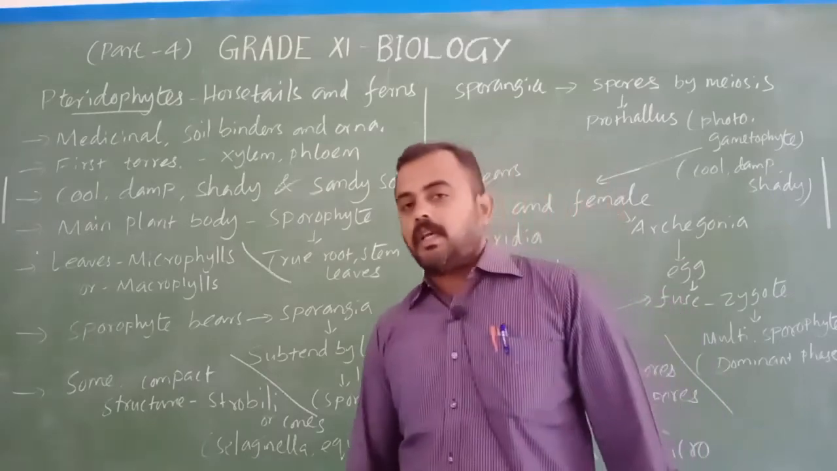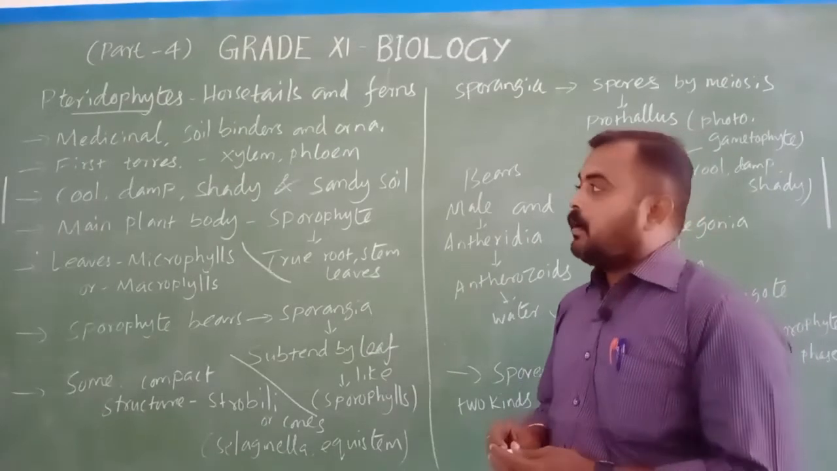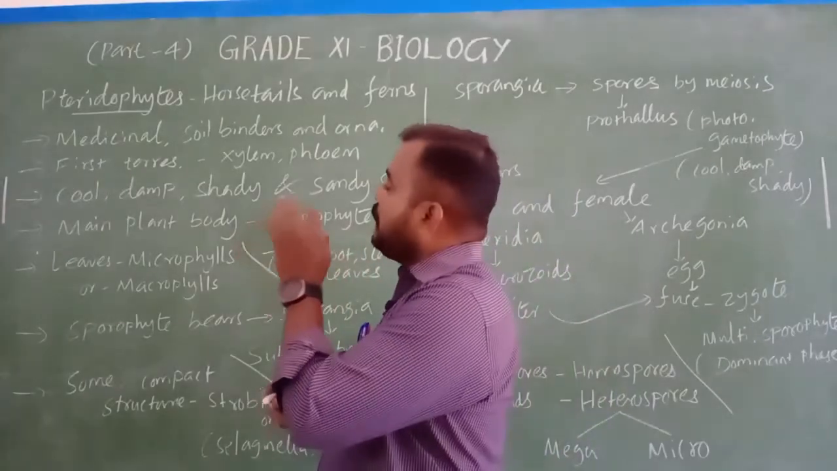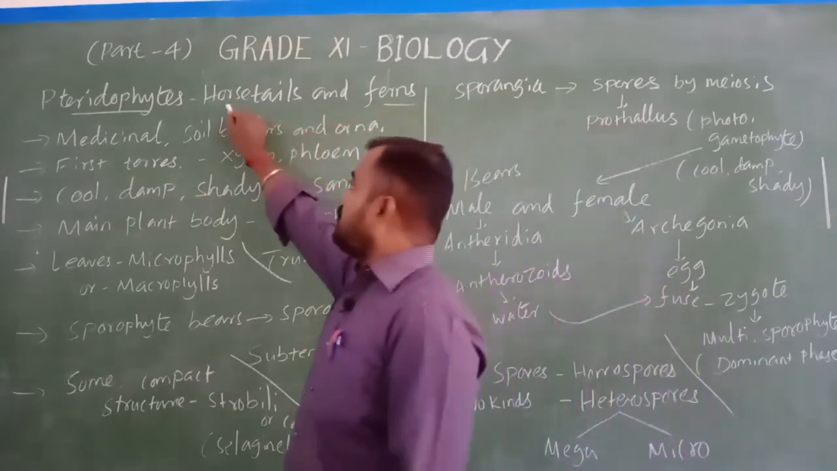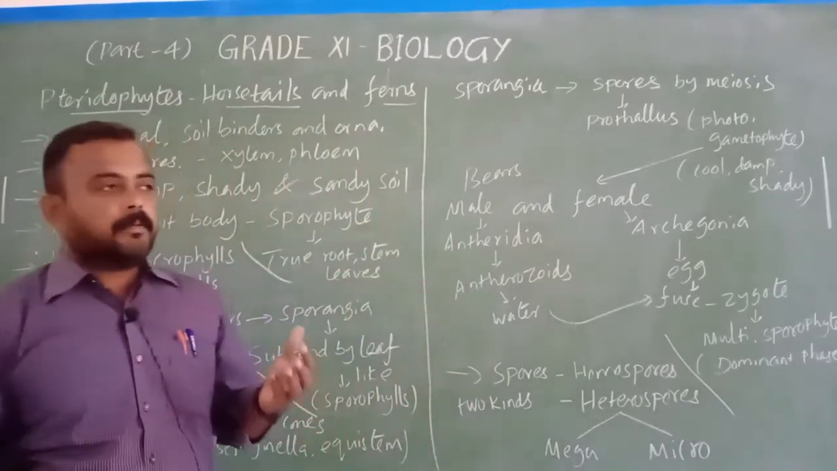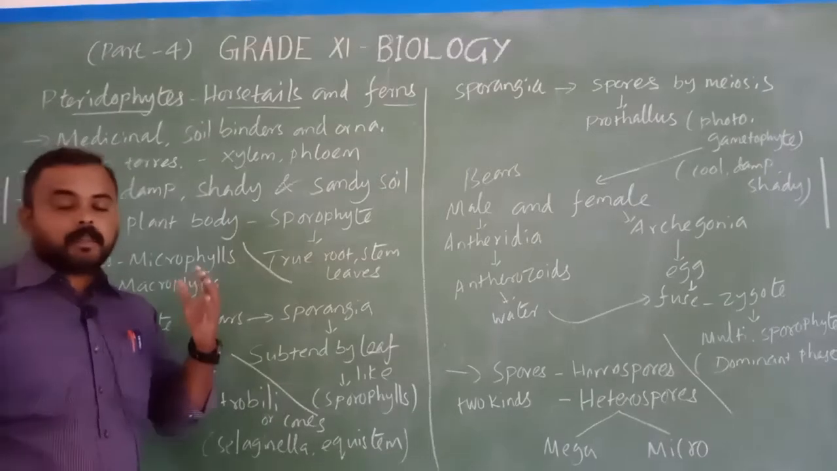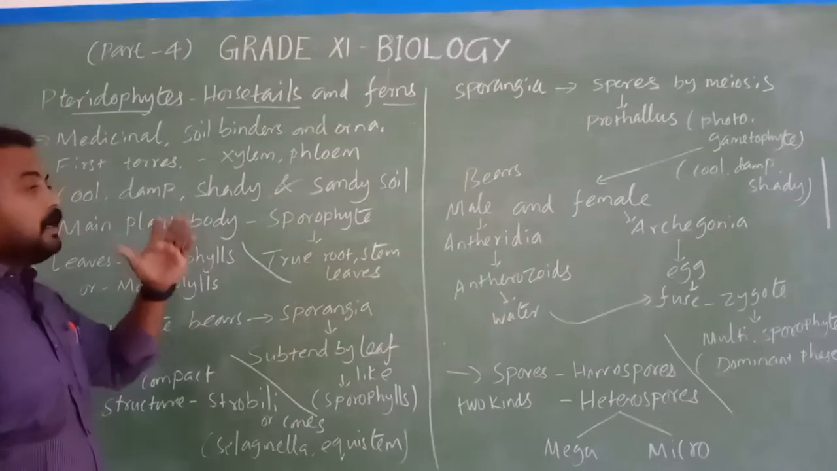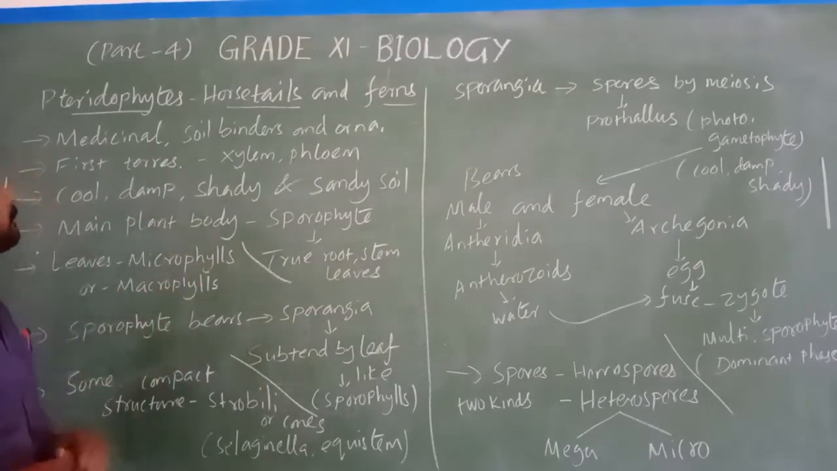Now we are going to see about pteridophytes. Pteridophytes include horsetails and ferns. In bryophytes, it is mosses and liverworts, but here it includes horsetails and ferns.